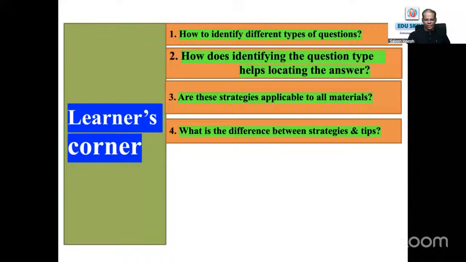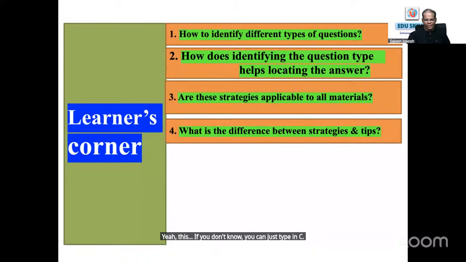What's the difference? Is there a difference? No difference. All of us say yes. No difference. Yeah. Others? If you don't know, you can just type in C. If you don't know the answer, type in C. If you say no or yes, you can type in no or yes. I know for sure. I don't know for sure. Okay. Varsha, yes.